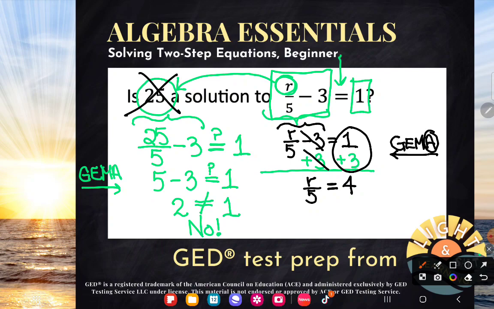Now I only have one number to get rid of, 5. So I need to get rid of the 5. And it's all about what the 5 is doing. So don't panic at the sight of that fraction. Remember that over 5 means the same as divided by 5. This is like r divided by 5. So I'm going to do the opposite of dividing. I am going to multiply.